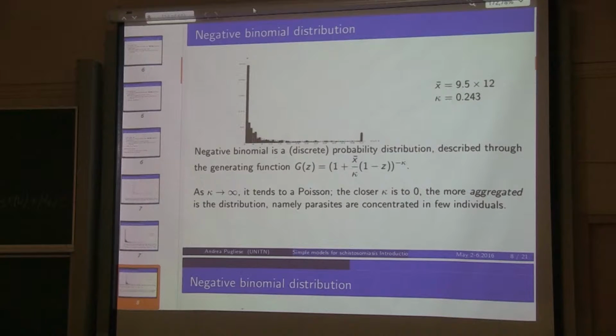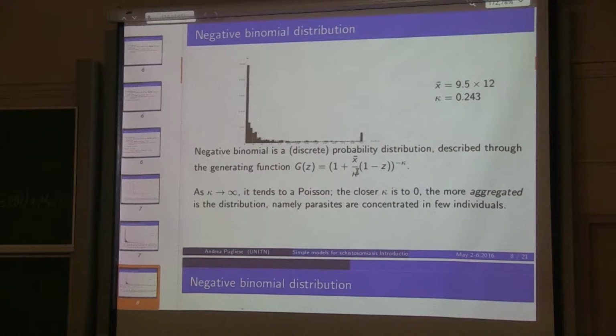The negative binomial is a probability distribution that has a certain formula one can find. The easiest, shortest way to remember it is through the generating function, and from the generating function one can find everything. This distribution can be parameterized in different ways. One of them is to use the mean and this parameter kappa. And this is the formula.